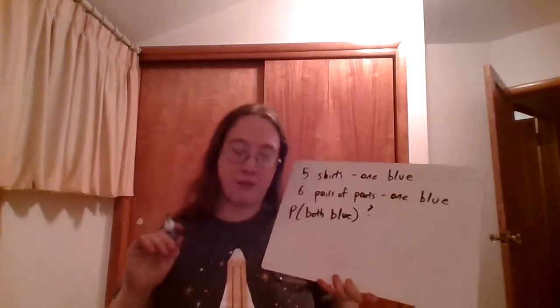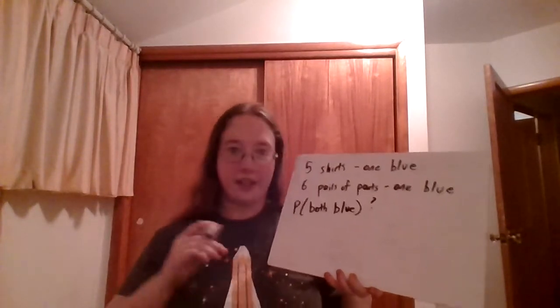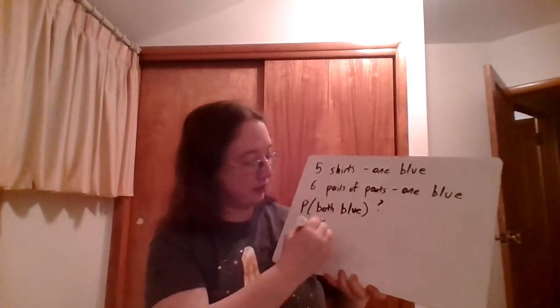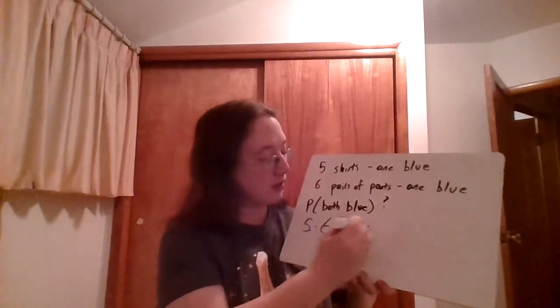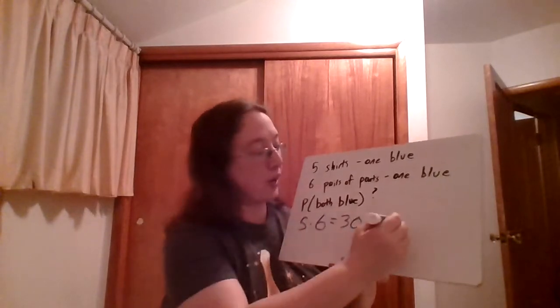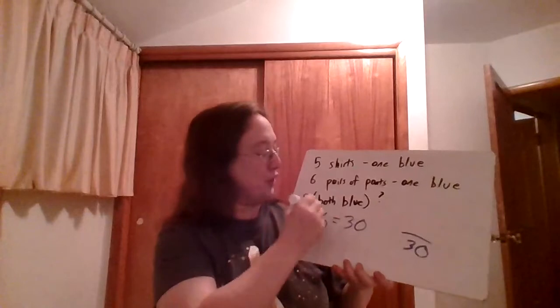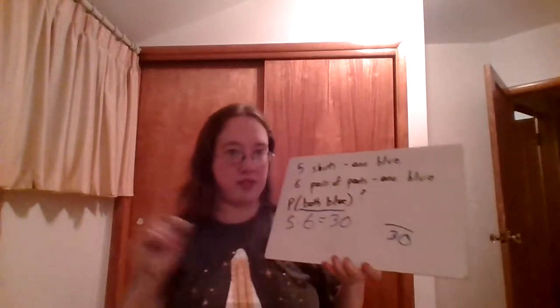So first thing I'm looking for is how many different combinations do I have altogether? And again, we can just multiply to find that. So I've got 5 different kinds of shirts, 6 different colors of pants. 5 times 6 is 30. And then I just want to know, out of those 30, how many of those are both my shirt and my pants going to be blue?